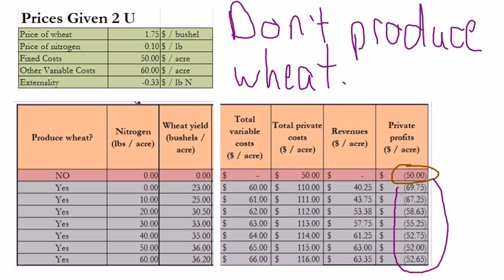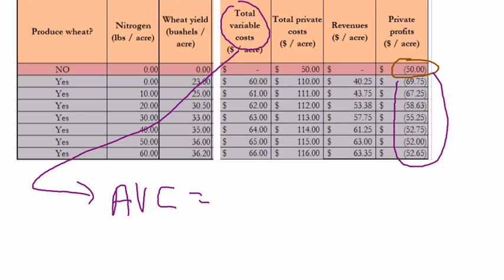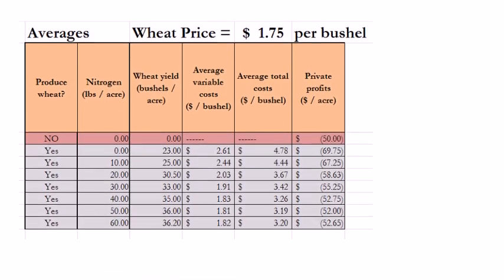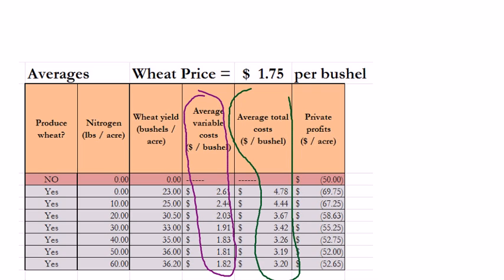Now let's look at the problem slightly differently. Notice that up here we have total variable costs, and remember, we can take total variable costs and make average variable costs by taking total variable costs and dividing it by the quantity of wheat produced. And if we do that, we get this table here. I've got average variable cost right there, and then I've got average total cost, where we just take the total cost at each different level of nitrogen application and divide it by the amount of wheat produced.